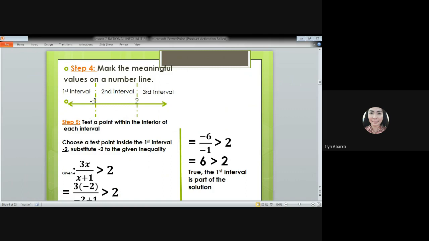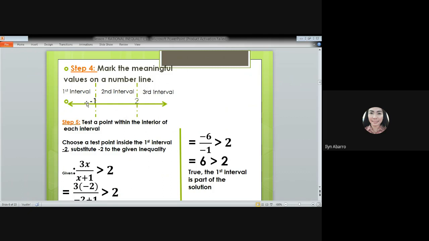So now we're going to test on which interval are the solutions. First, we're going to test the first interval, those numbers less than -1 to negative infinity, if they are a solution to the given inequality. So from here, we're going to pick a value from the first interval. You can choose any number from here, but this is the tip: the smaller the number is, the easier it is to compute, of course. So let us choose -2 from the first interval.